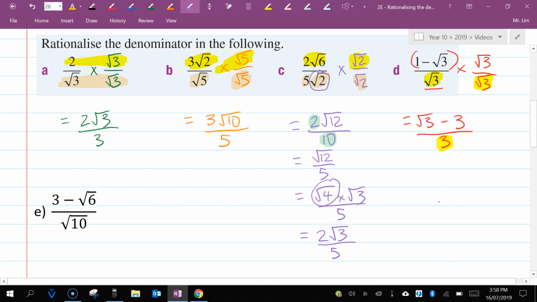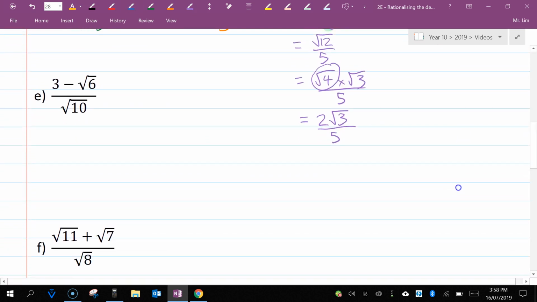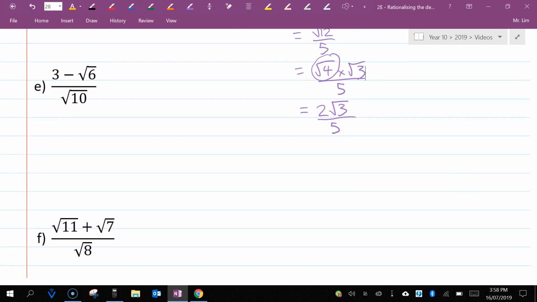Alright, let's have a look at question E. Here we have 3 minus root 6 all over root 10. So it's exactly the same as question D. I'm going to multiply this by root 10 over root 10. But remember, this is in brackets. 3 times root 10 is 3 root 10.